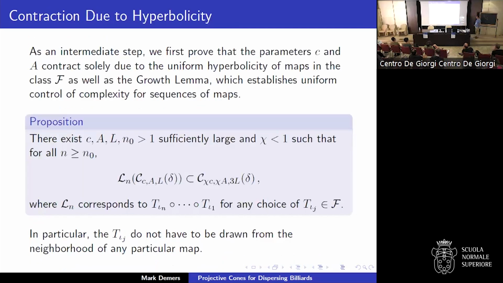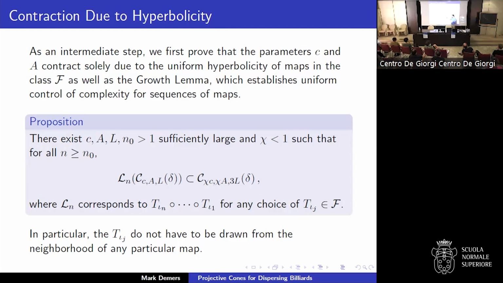So that's the goal, and it works in sort of 2 steps. The first step is that you can get C and A to contract. So C and A are the blue and the green bits. The blue-green was the control of short pieces. The green bit was the contraction of close stable curves.